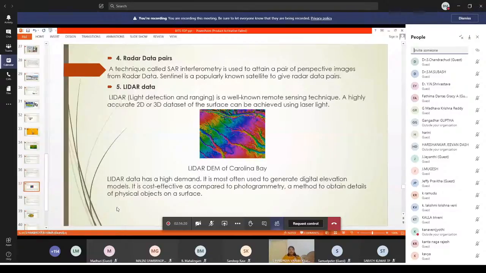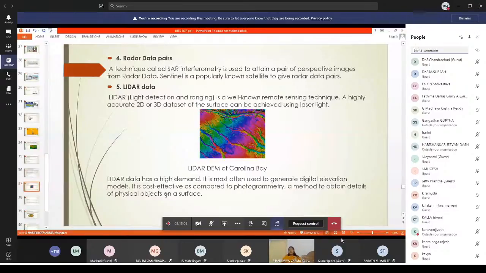And LIDAR data, where LIDAR is an acronym for light detection and ranging, is a well-known remote sensing technique. A highly accurate 2D or 3D database of the surface can be achieved using laser light. In the image you can see Carolina Bay, which was captured by a LIDAR digital elevation model. Light detection and ranging is in high demand and most often used to generate digital elevation models. It is cost effective compared to photogrammetry, a method to obtain details of physical objects on the surface.